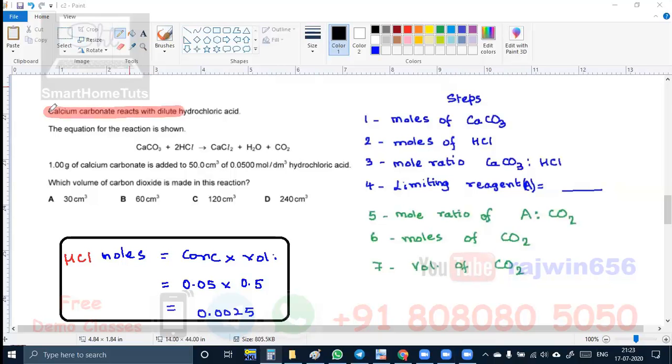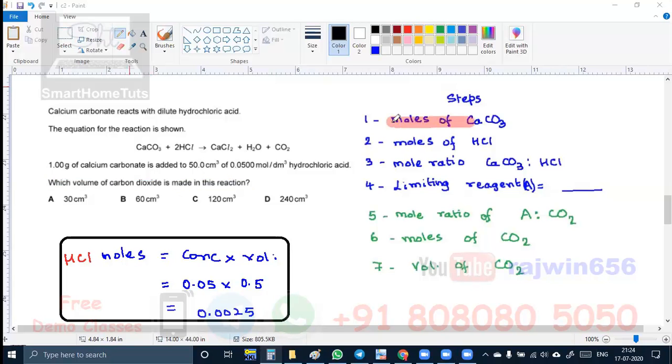Okay, calcium carbonate reacts with hydrochloric acid. The equation is given: CaCO3 + HCl gives CaCl2 + H2O + CO2. 1 gram of calcium carbonate is added to 50 cm cube of 0.0500 moles per dm cube of hydrochloric acid. What we are asked is which volume of carbon dioxide is made in this reaction. Okay, so what are the steps?